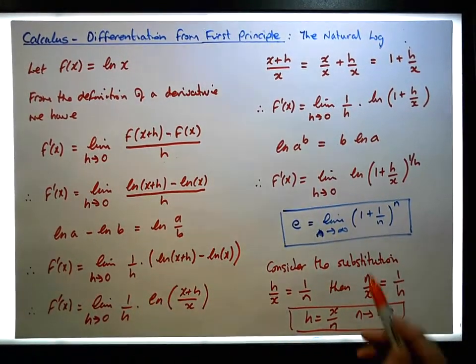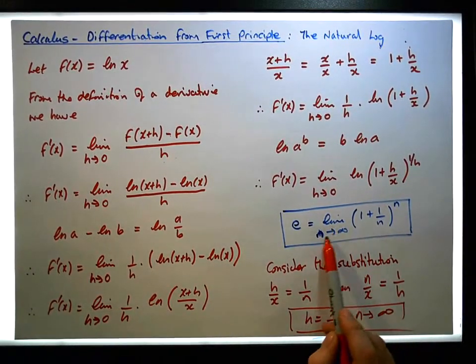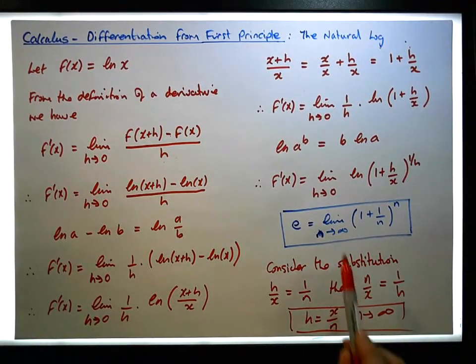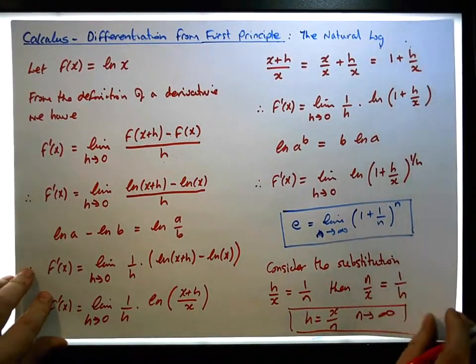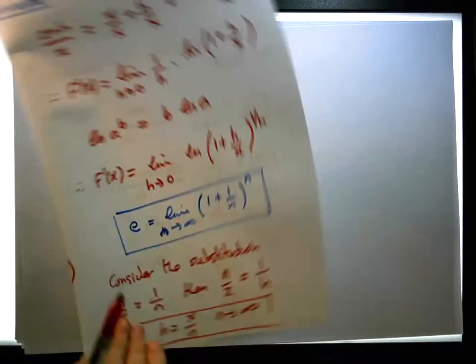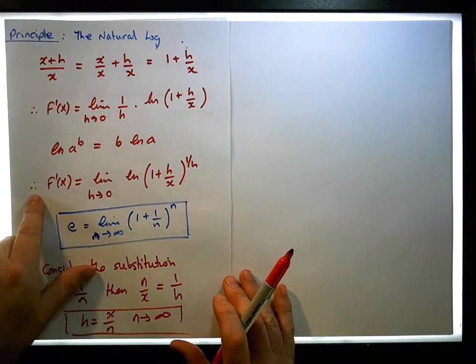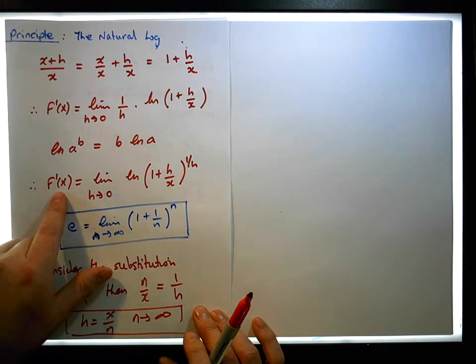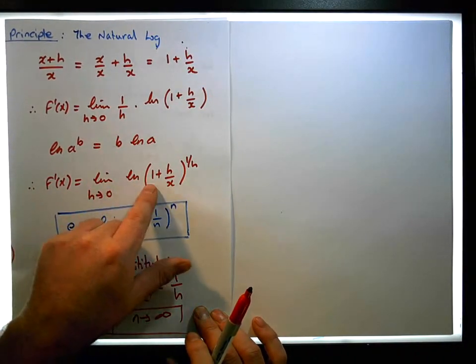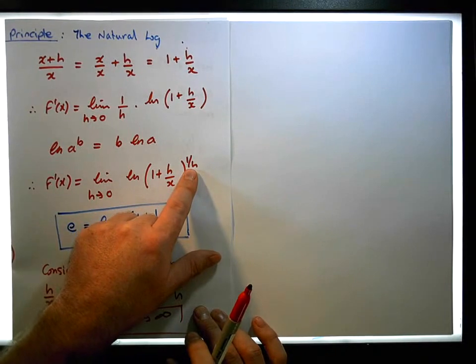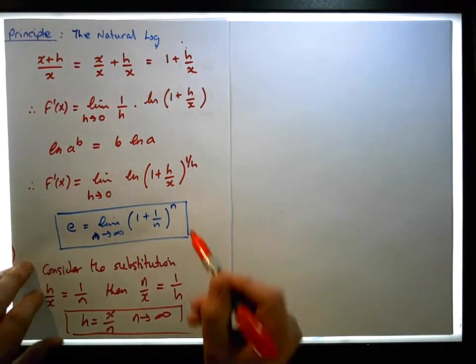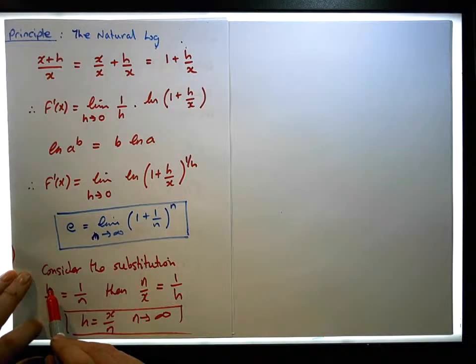So now what we can do is change the limit to be the limit as n tends to infinity under this particular substitution. I'm just moving this across here now. So what we end up with is something really nice. Hopefully, it's all coming into shape now for us. So don't forget, we have f prime of x is equal to the limit of the ln of 1 plus h over x raised to the 1 over h as h tends to infinity. But we're substituting in for h over x, we're substituting in 1 over n.